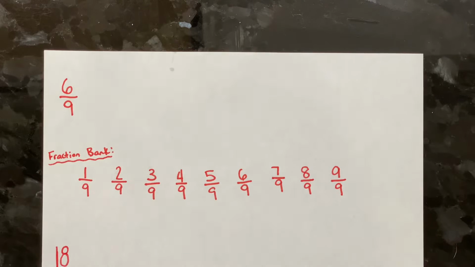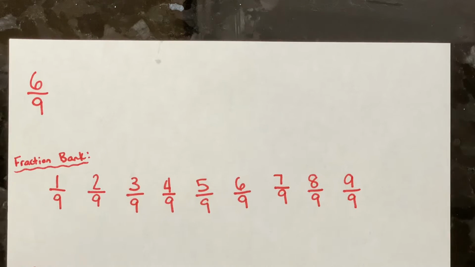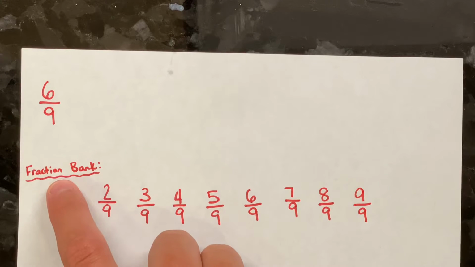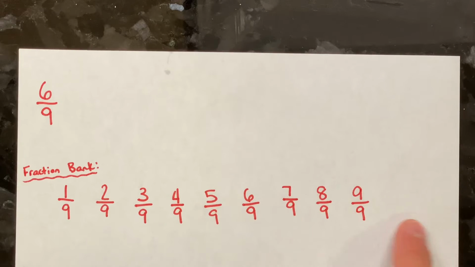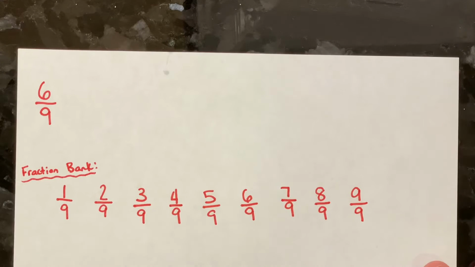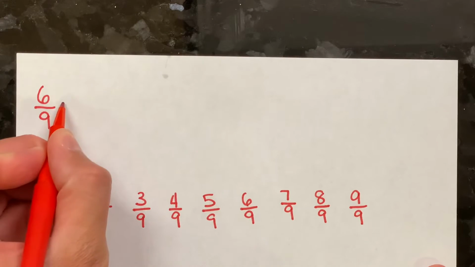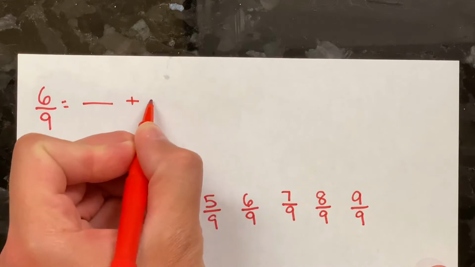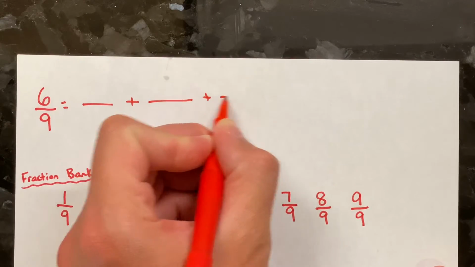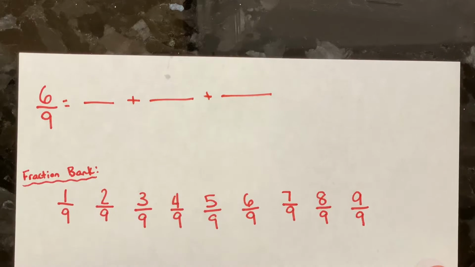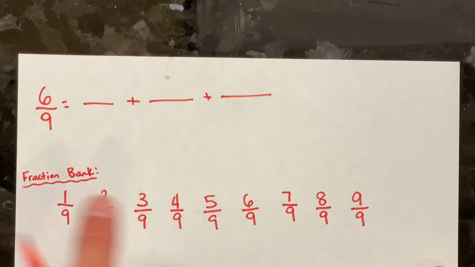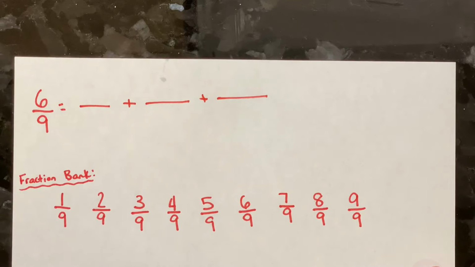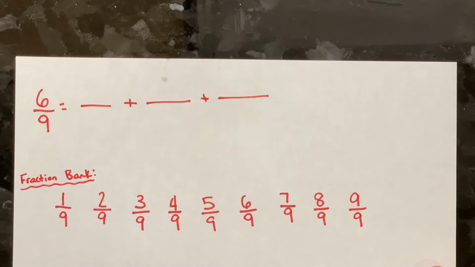Now, I have a problem here for you, and this looks very similar to what you'll be doing on IXL today. This is a fraction bank, and these are going to be all the different choices that you will see down at the bottom of your screen. You may see a fraction like 6/9 equals blank plus blank plus blank. And you're going to have to think about which fractions you can use to put in those blanks. Remember, as long as it adds back up to 6/9, we're set.